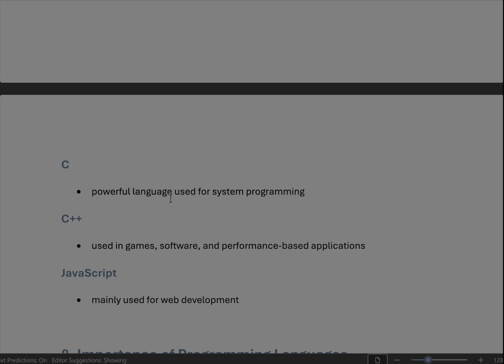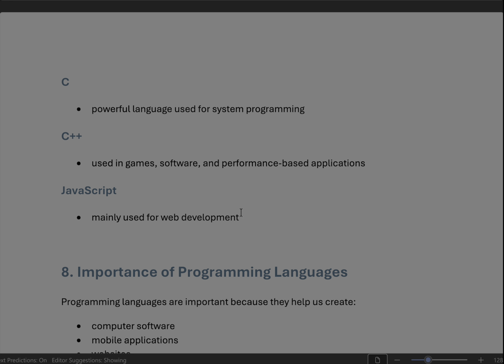C is a very powerful language, but most companies don't use it nowadays. But some companies have projects that are very old, and they use C. It is a powerful language for system programming. And C++ is basically used in game software and performance-based applications because C++ gives us an advantage in performance. For JavaScript, mainly if we want to go for web development, we use JavaScript, and recently there are TypeScript, React, Angular, and so many more.